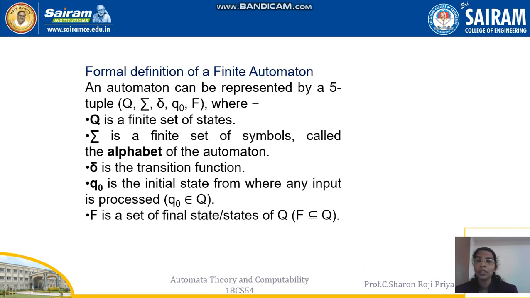So first we can see what is finite automata. What is the meaning of finite? Finite means it should have a finite number of states. What is automata? A self-acting computing device, right? It should compute something. So this finite automata, how many types do I have? Three types: DFA, NFA, and epsilon NFA.